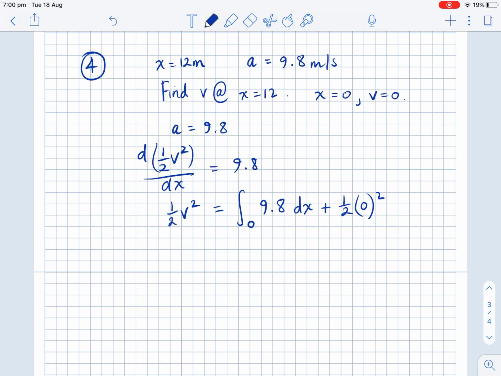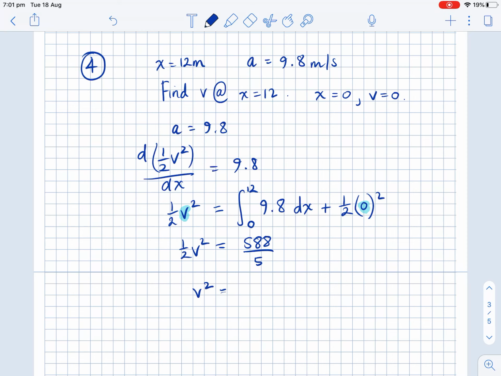Now because velocity is not just a v on this side, I can't just substitute in just the 0. I have to use the whole equation. And I want to find out what it's equal to when x is 12. So if I type that into my calculator, I get 588 over 5, I think it was. I've already done this question, so I'm just writing down the answers. So we get a half v squared equals 588 over 5.